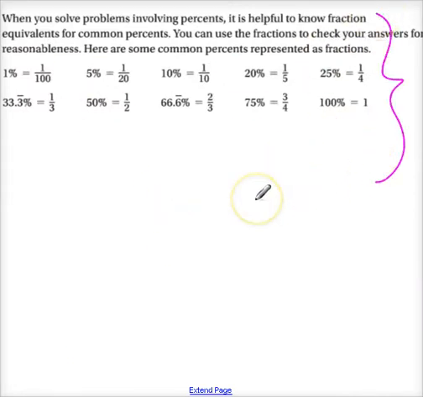With this lesson involving percents, it's helpful to know some fraction equivalents for common percentages. 1%, 1 over 100. 5%, 1 over 20. 33.3 repeating is 1/3. You might know most of these, but it's good to refresh.